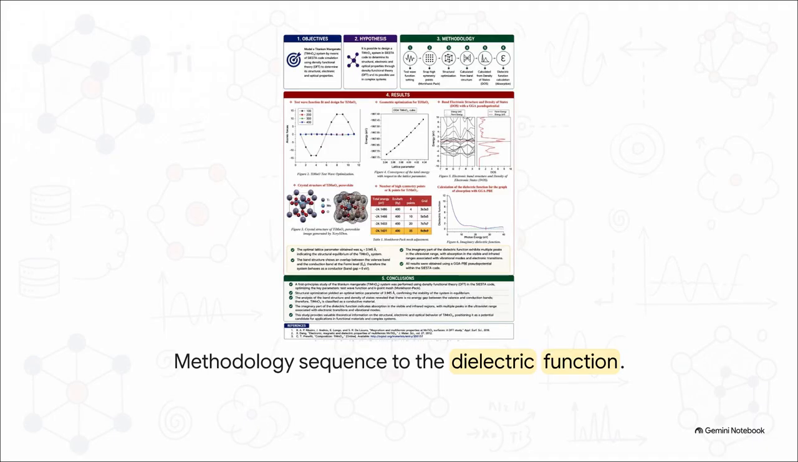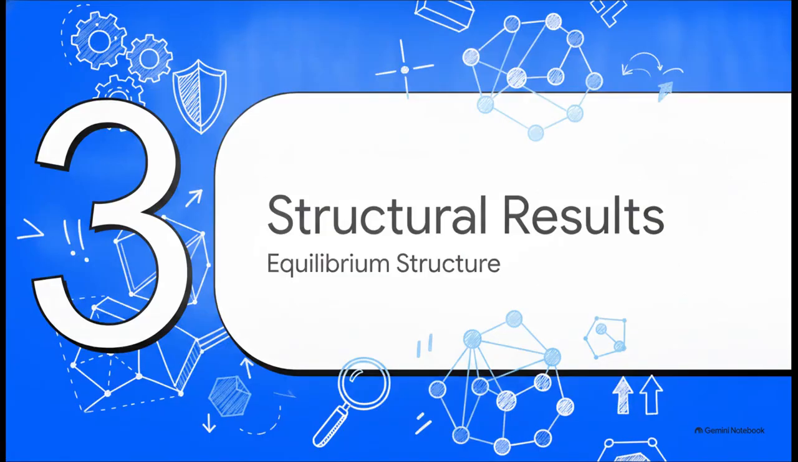As you'll see, our computational pipeline followed a really strict logical sequence. We started by setting up test wave functions, moved through a full structural optimization, and finally executed the complex calculations for our band structures, density of states, and the dielectric function. With that rigorous methodology locked in, let's look at what we actually found, starting with Section 3, Structural Results.